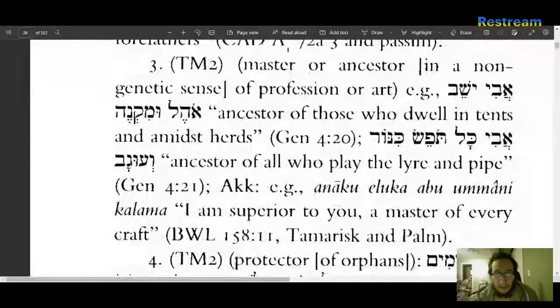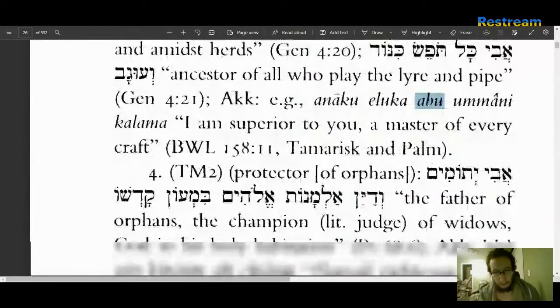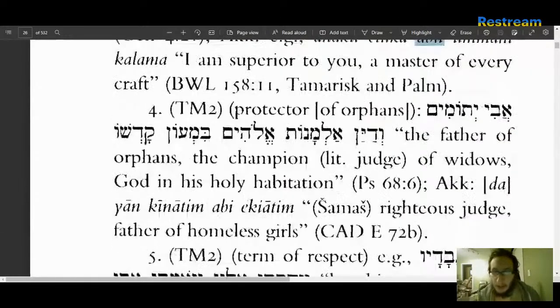So in Akkadian, it says Enaku. So I am superior to you, a master of every craft. The actual literal word used is father of every craft. So he's not saying he's the literal father, but he's the one who originates it. It comes from him. He's able to do it. And we have a protector of orphans.